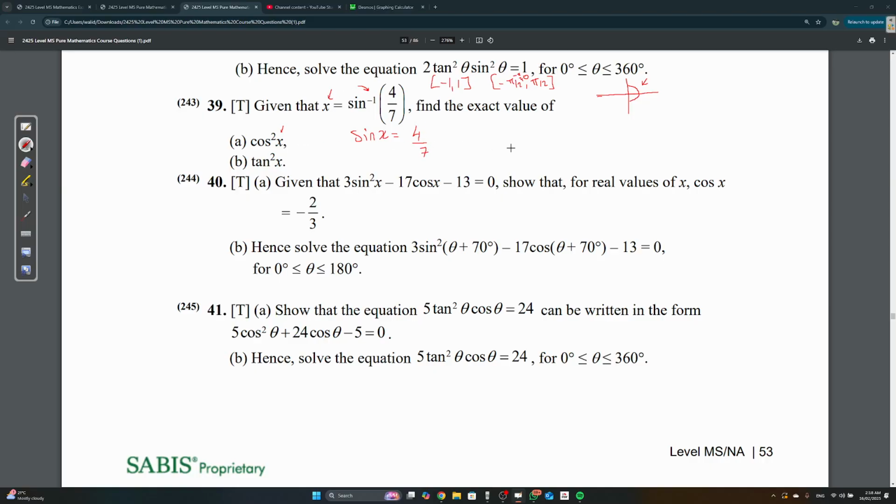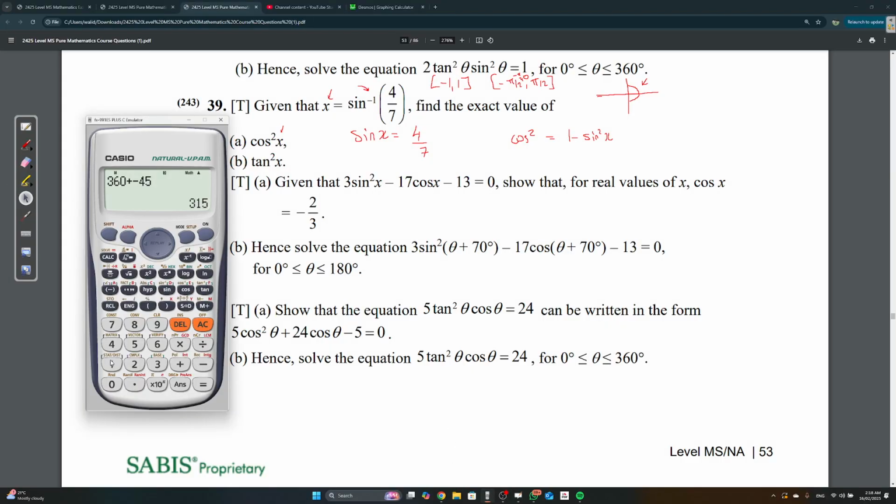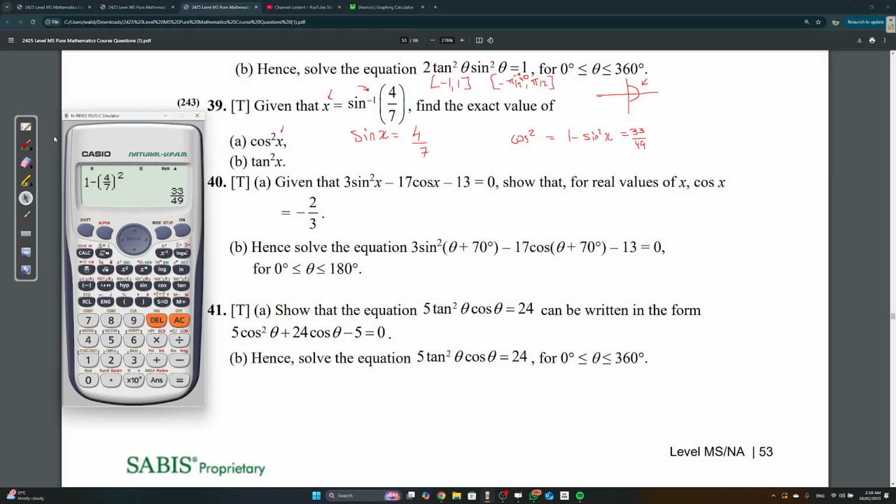Okay, can I find cosine squared? Cosine squared is equal to 1 minus sine squared. Just do this: it's 1 minus sine squared, which is 4 over 7 squared. You get 33 over 49. For tan squared, you can just do sine over cosine.